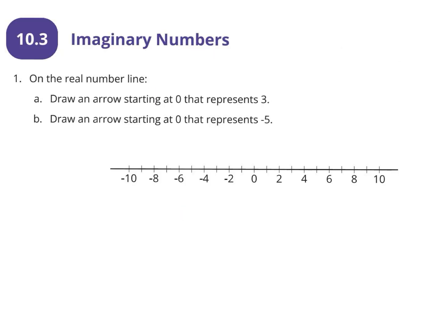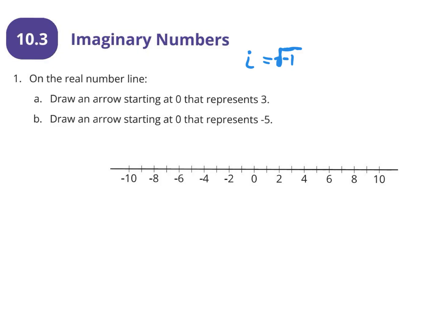Now, what we introduced you to in the beginning of this was an imaginary number. An imaginary number, like i, is equal to the square root of -1. An even root of a negative number is imaginary. So for the most part, we're going to be dealing with the square root of -1.